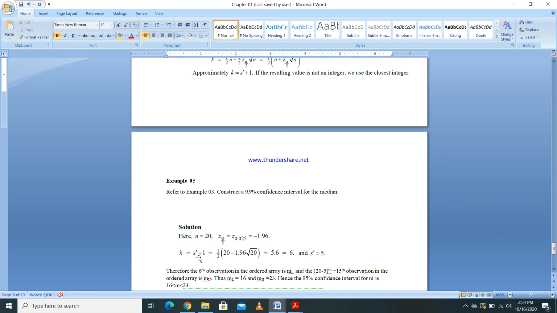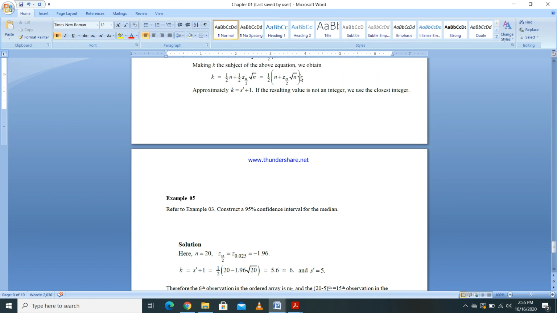If you take K as S dash plus 1, and K is equal to the equation coming from this simplification, then substituting all the values, you have half of (n, which is 20, minus Z alpha by 2, which is 1.96, times root n, where n is 20). If you simplify this, you get 5.6. But when we get a non-integer, we round off to the next largest integer, so it is equal to 6. That is the K value, but K is equal to S dash plus 1, so S dash is equal to 5.